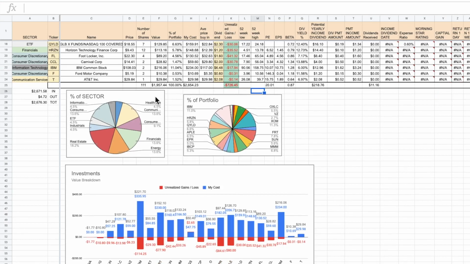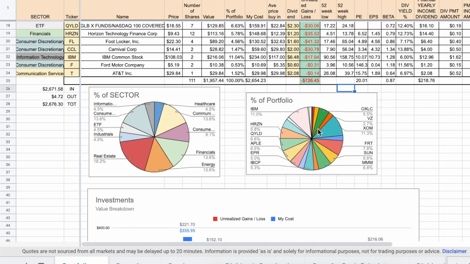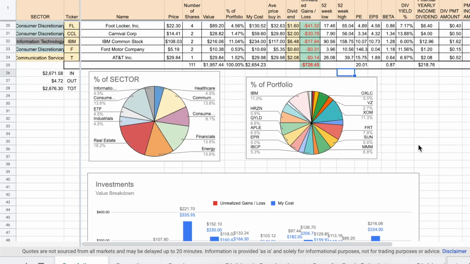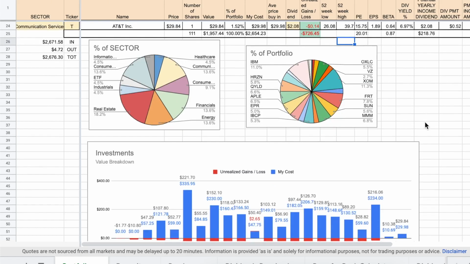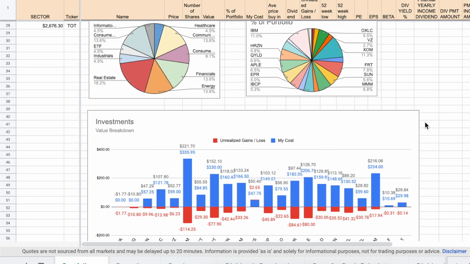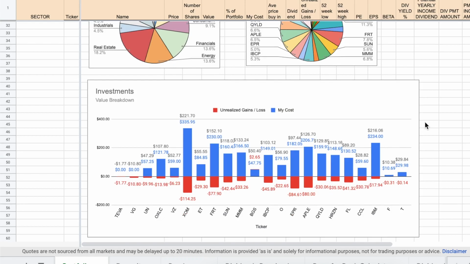So we do have these pie charts and stuff that show you how the money's split up into different sectors, and then also each company is split up. So I feel like we're getting pretty well diversified. I do want to add a few more stocks or a few more companies to the portfolio. I'm just trying to narrow it down.